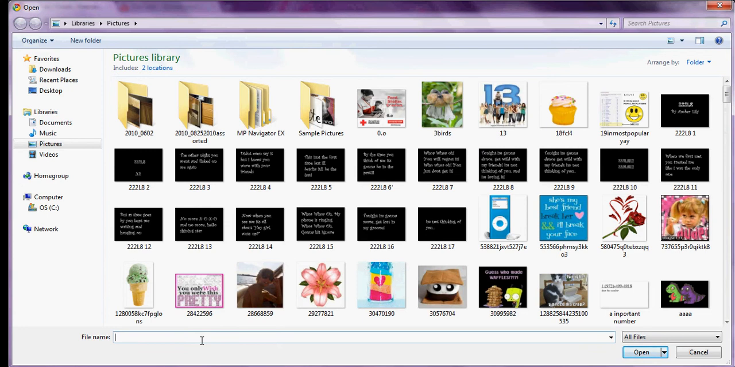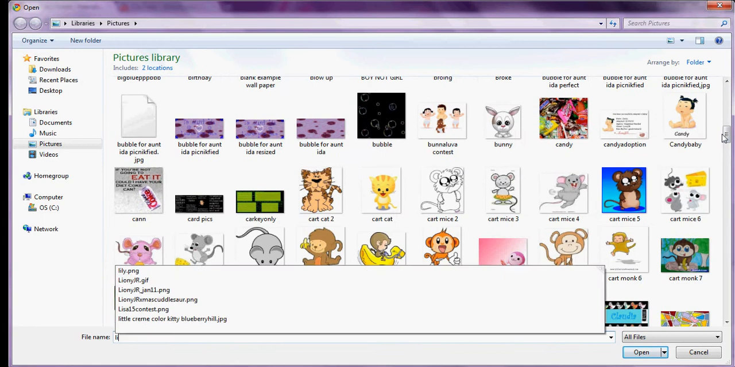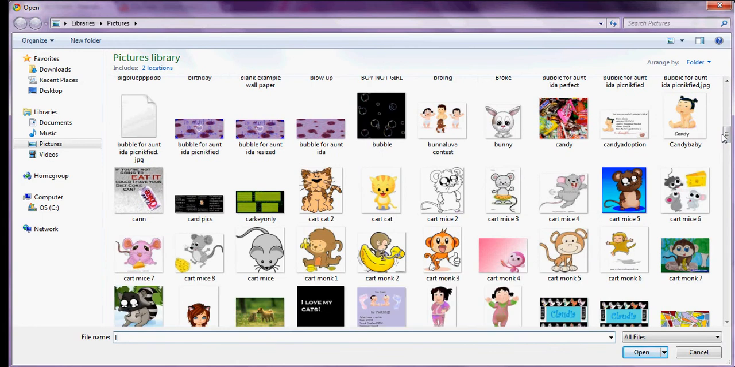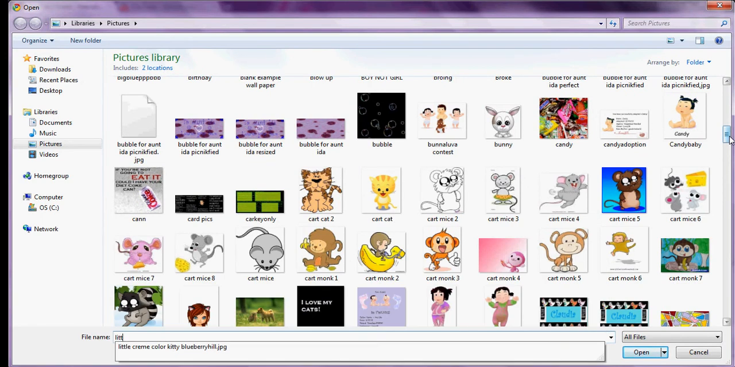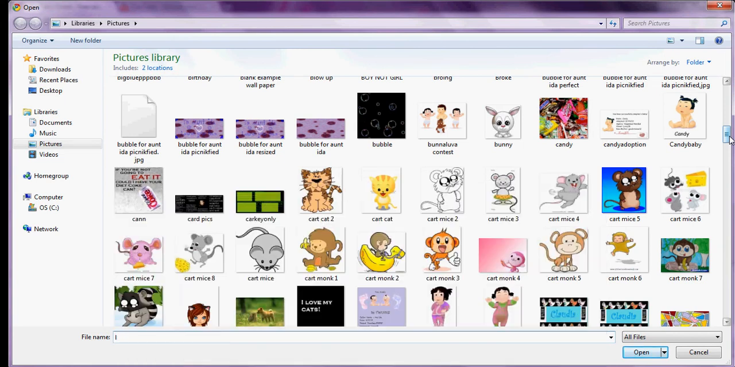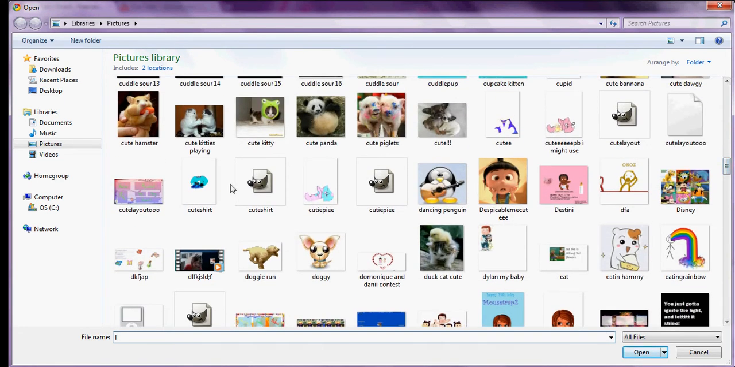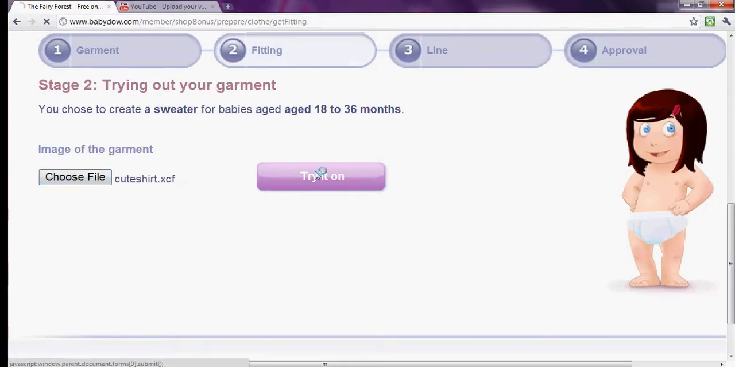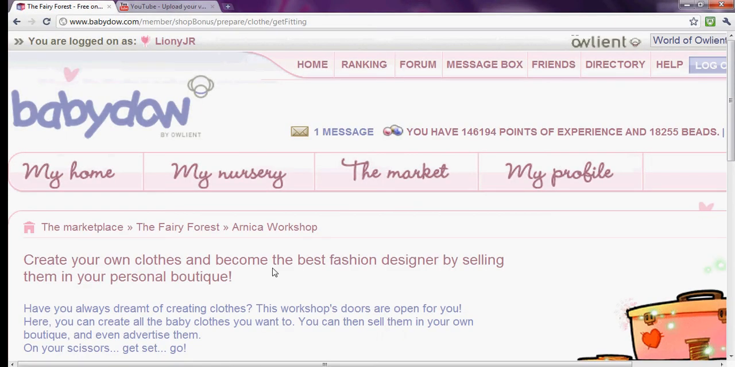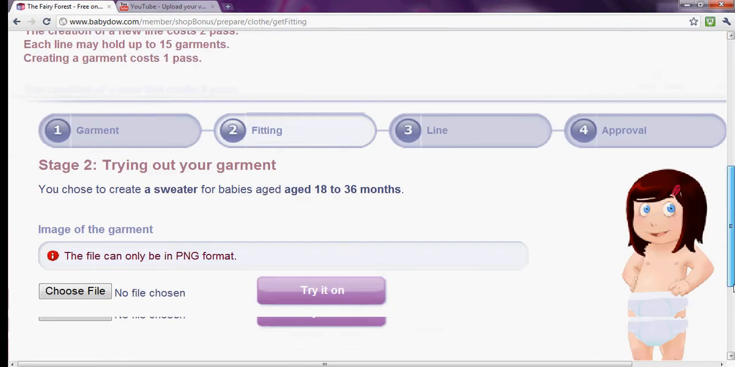Oh my gosh, I'm forgetting the name. What did I name it? Oops, wrong one.